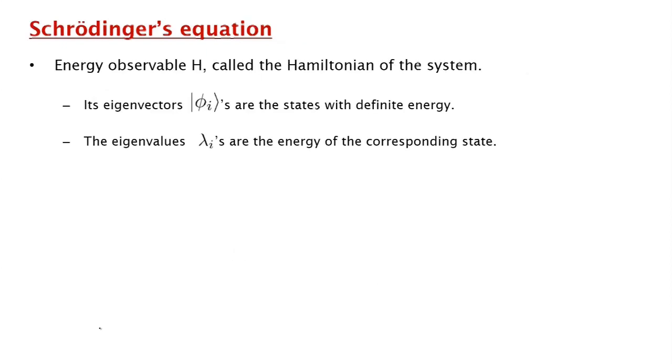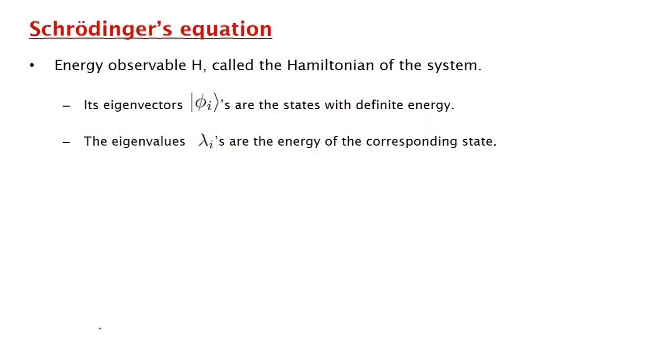Okay, so now before we talk about Schrödinger's equation, we have to talk about a certain observable. It's the energy observable. This plays a very central role in quantum mechanics, and it has its own name. It's called the Hamiltonian of the system. So H is a Hermitian matrix. Its eigenvectors, psi sub i, are the states of the system with definite energy, and its eigenvalues, lambda sub i, are the energies of the corresponding eigenstates. So lambda i, the eigenvalue, is the energy of the state psi sub i.